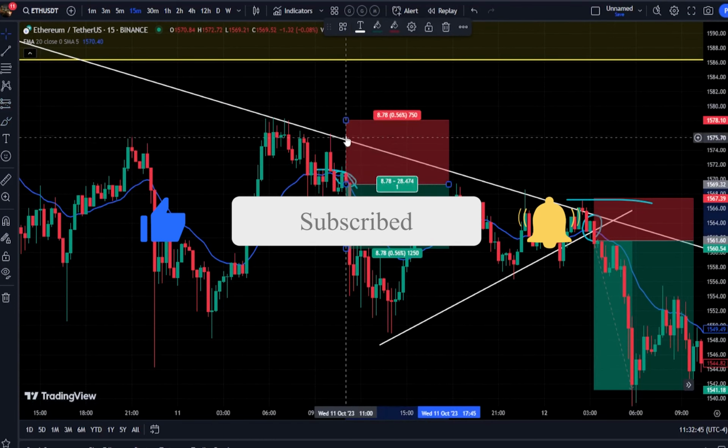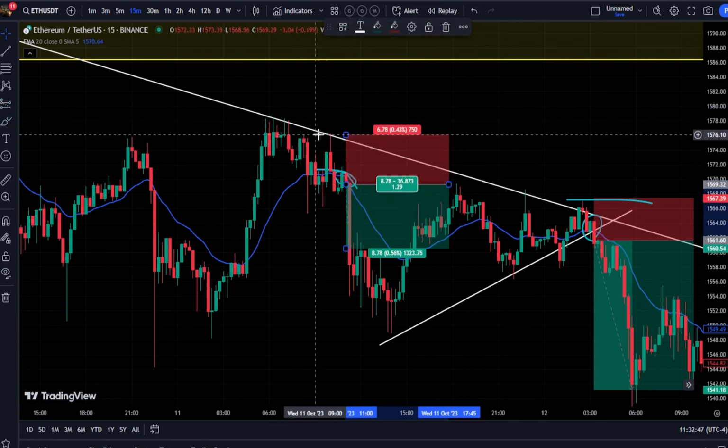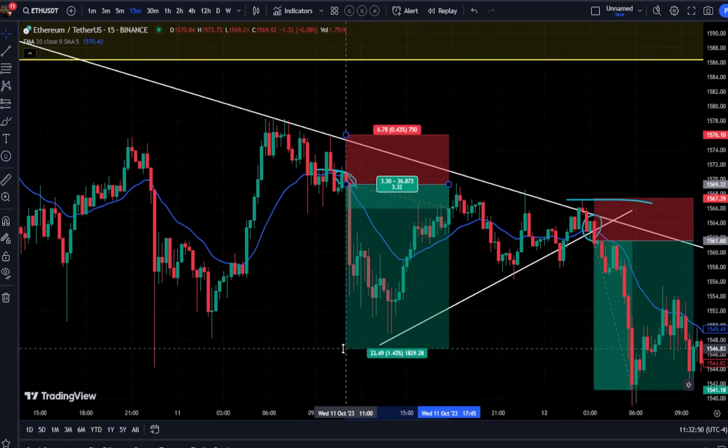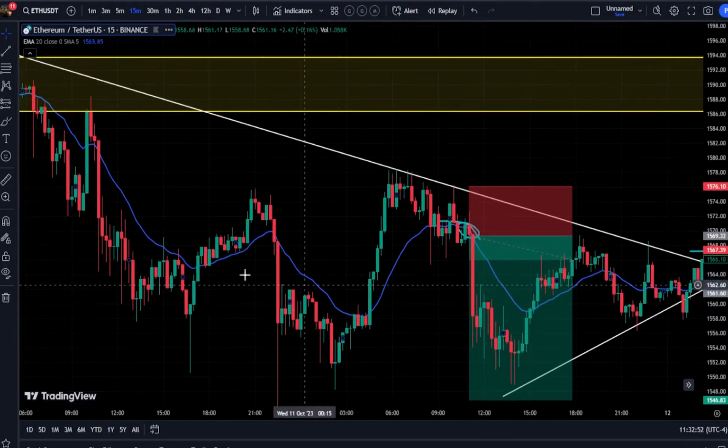Some of the famous price patterns include engulfing patterns, head and shoulders, and continuation patterns.